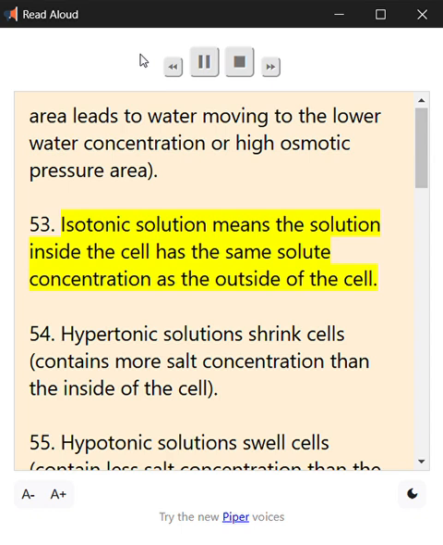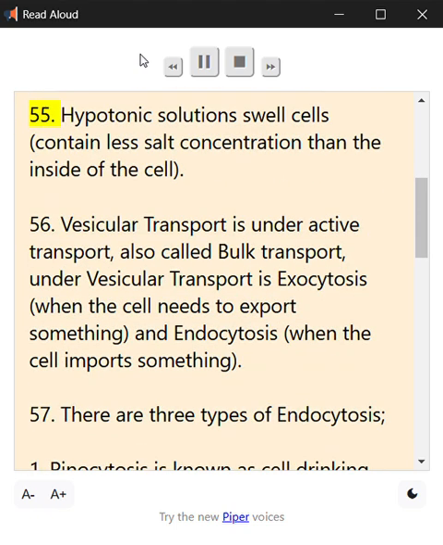53. Isotonic solution means the solution inside the cell has the same solute concentration as the outside of the cell. 54. Hypertonic solutions shrink cells, containing more salt concentration than the inside of the cell. 55. Hypotonic solutions swell cells, containing less salt concentration than the inside of the cell.